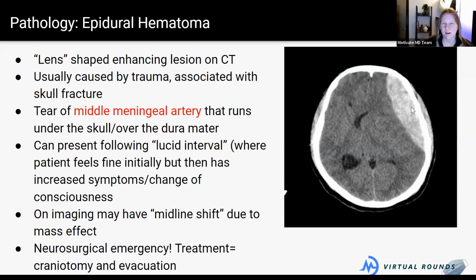And I should have put like for anatomy of the meninges layers, but so you have your dura mater, your arachnoid mater, and your pia mater. And so the epidural hematoma is going to be in the space above the dura mater, but below the skull. And so you're going to be compressing all of this brain tissue here that's supposed to normally go up to the edge of the skull. This is all getting compressed back.